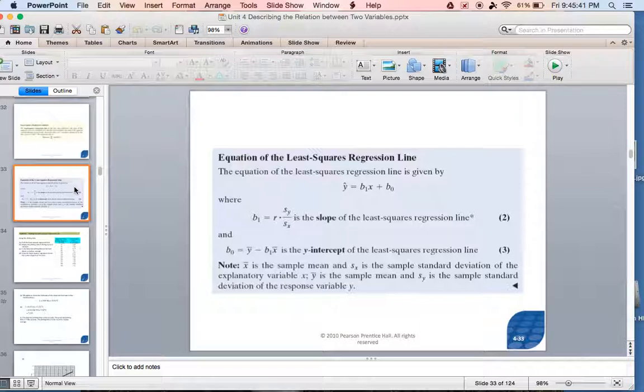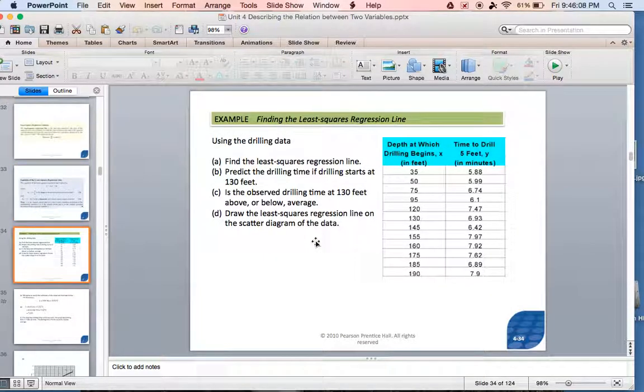Now, once again, we're going to use the calculator to do a lot of the work for us, but it is something to make note of what really is happening. We have y hat, we have b1, which really involves the r that we've already computed and the sample standard deviations of both the y and the x. So you can see how it becomes a little bit complicated, but with the use of the calculator, we can do it.